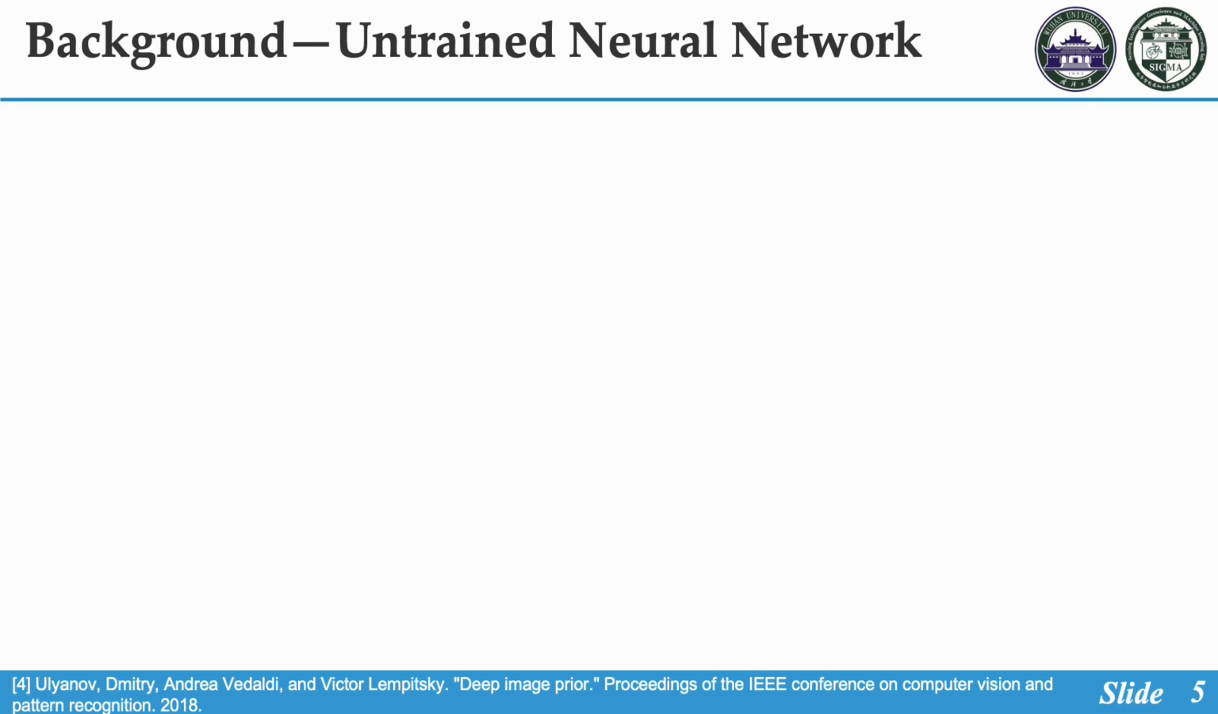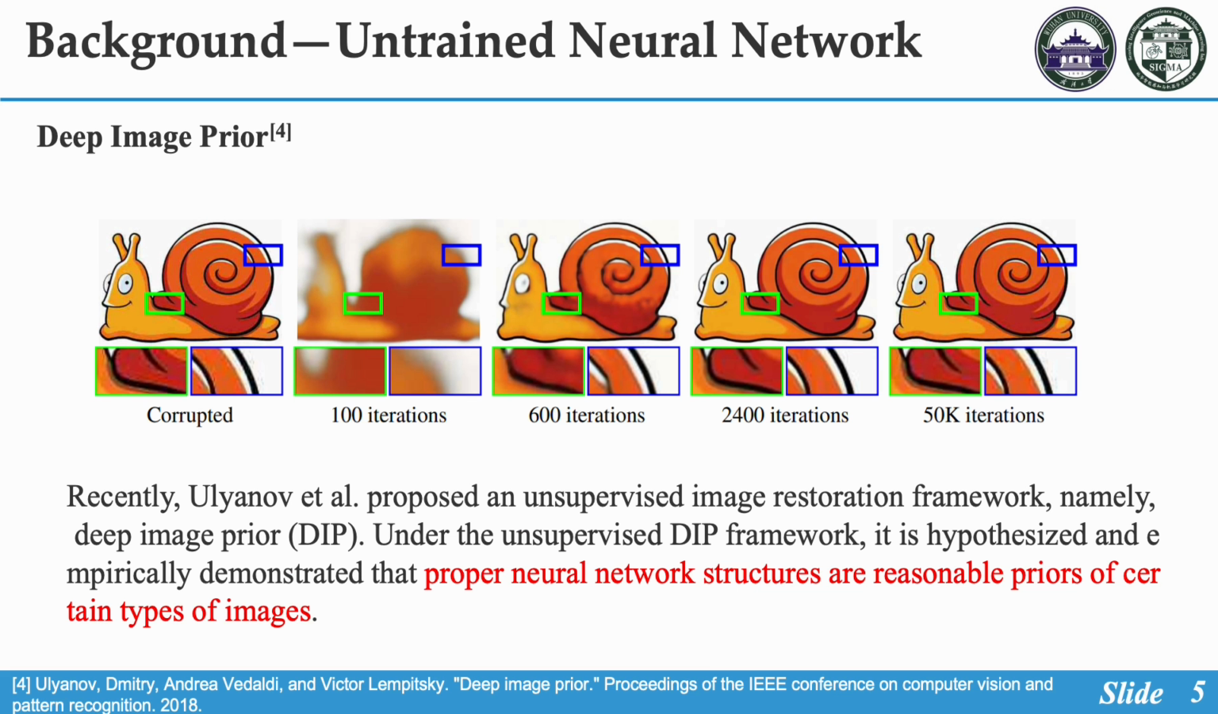Another line of background is DIP, which is a pioneer of untrained neural networks. The key idea of DIP is that proper neural network structures are reasonable priors of certain types of images.